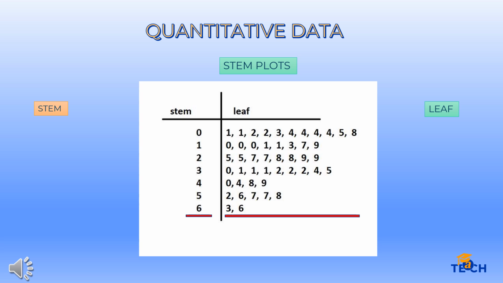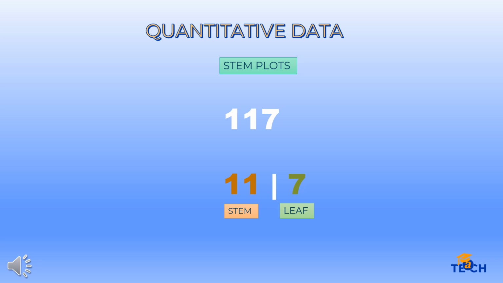Now, stem plots are like histograms, except they show each data point. Stem plots consist of stems and leaves. A leaf refers to the very last number, and a stem refers to all the other numbers except the last number. Stems and leaves are usually separated by a line. For example, let's look at the number 117. The leaf is the last number, so this would be 7.